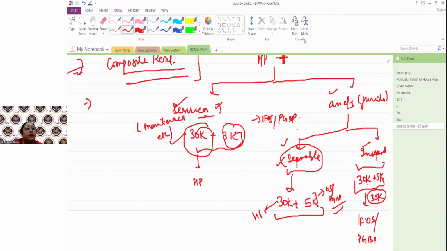Then we understood the concept of incomes from property outside India and composite rent. In the next class, in the first half, we will be covering the scenario of deemed let-out property, property vacant during the year, and property partially occupied for self-occupancy and partially let out. And we will cover the concept of co-ownership and deemed ownership, and we will finish up our chapter.